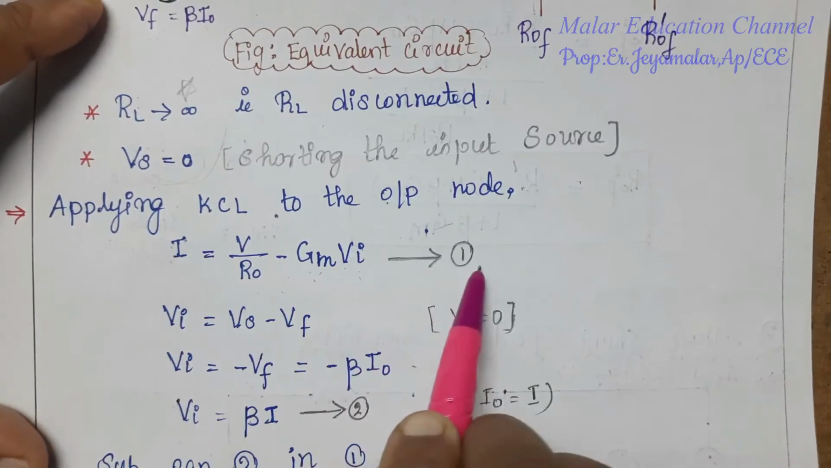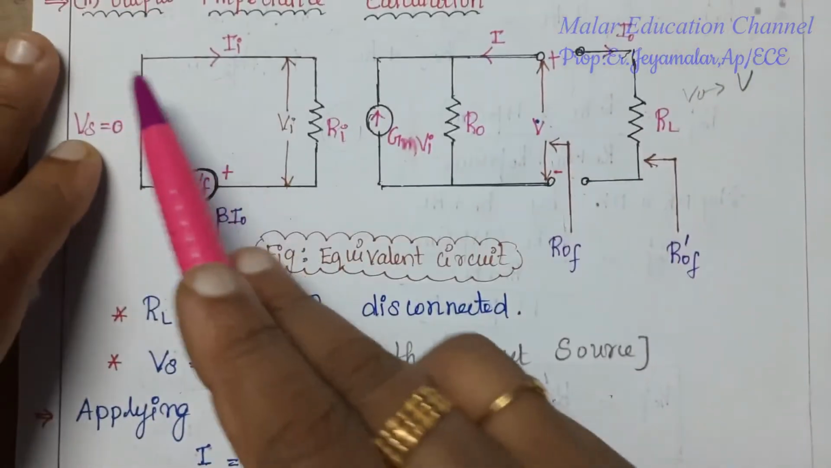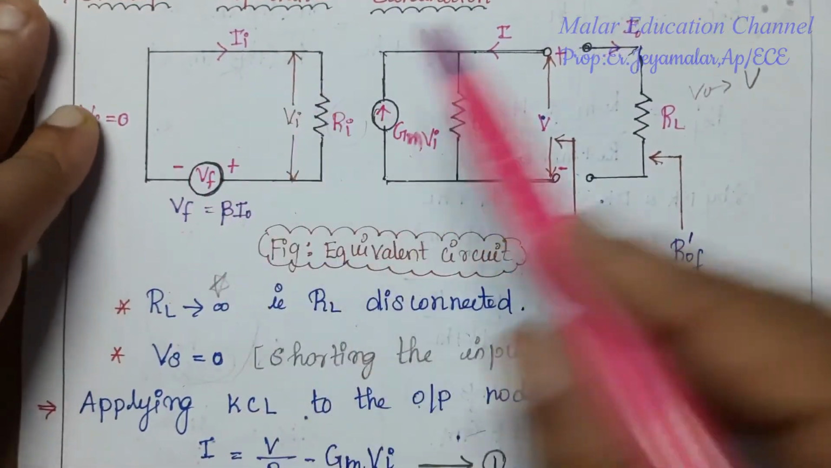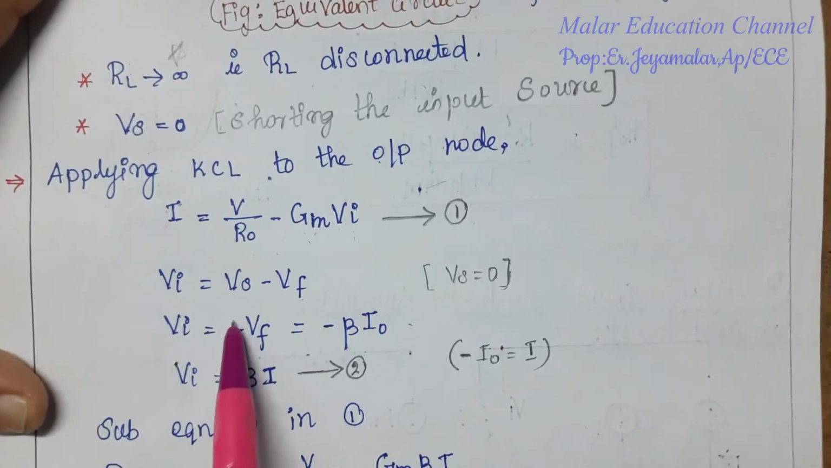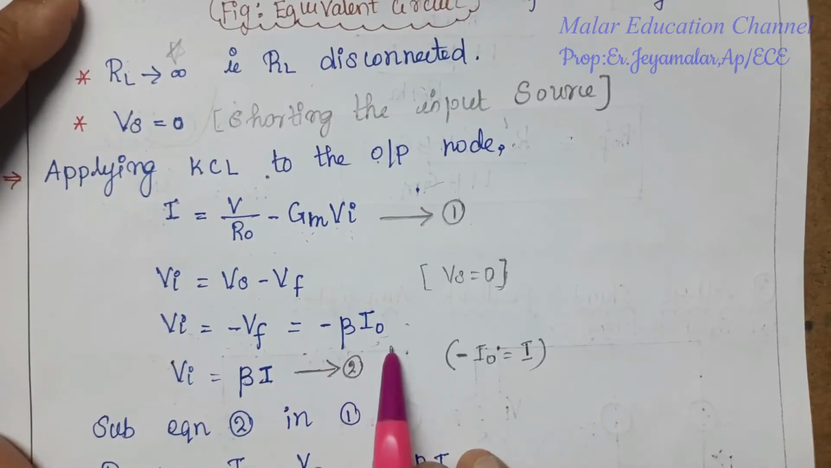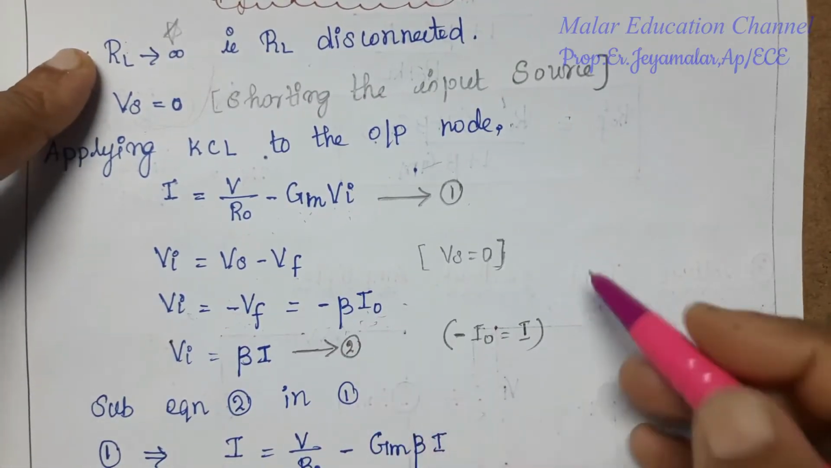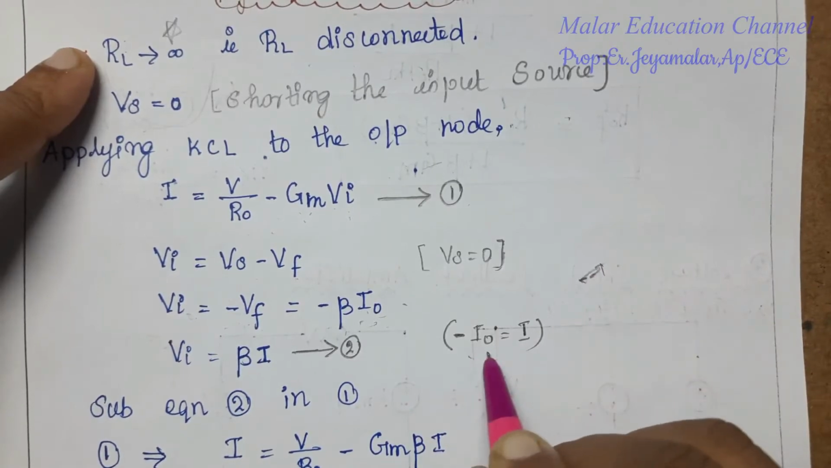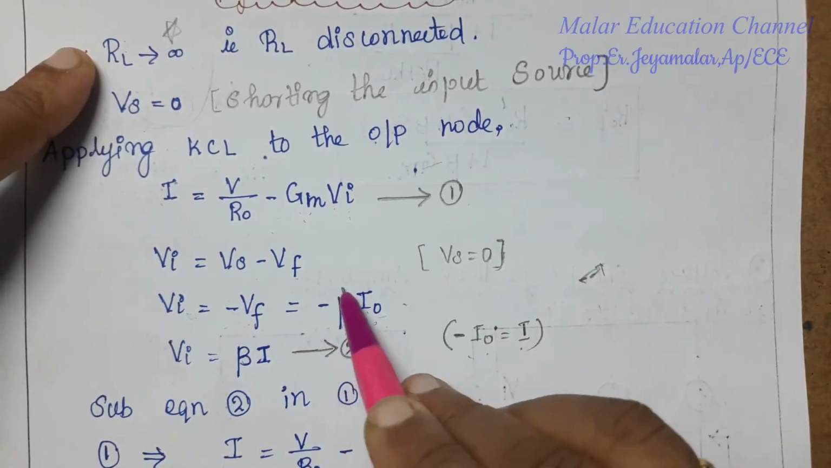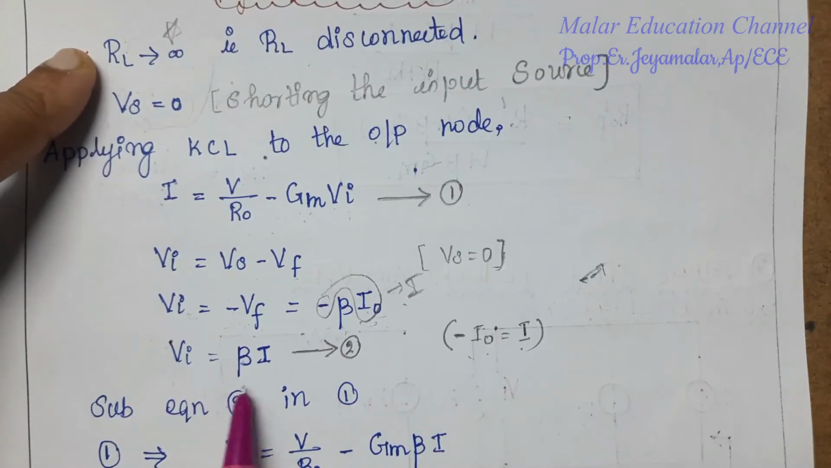Take this as equation number 1. Next step, Vi equal to Vs minus Vf. But here Vs value is 0, isn't it? Because of the short circuit in the input section. So substituting 0, Vi equal to minus Vf. Okay, we know Vf equal to beta into I naught, isn't it? So substitute Vf equal to beta into I naught, so minus beta into I naught. Next step, substitute I naught equal to I. Here minus I naught equal to I, the whole term, along with the minus sign, that is for I. So Vi equal to beta into I.